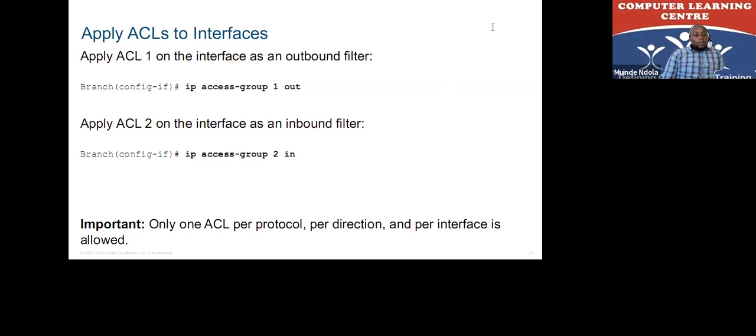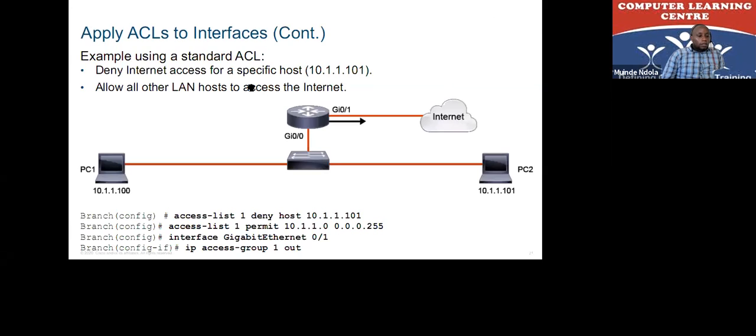You only have to refer to a single ACL. Okay, so let's see what we need to achieve here. In this case, we want to deny internet access for a specific host, 10.1.1.101, and allow all other LAN hosts to access the internet. So the question here is, are we going to do a standard access list or an extended one? Here we choose to go with the standard.